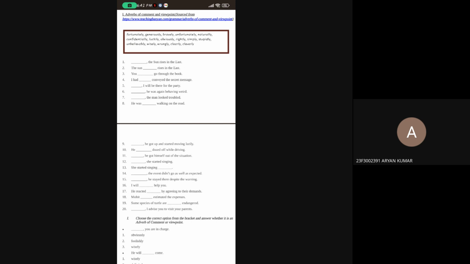Actually, if you're using confidentially, you don't even have to mention secret. You can simply say, "I also had confidentially conveyed the message." That is enough. But I think they just wanted to give you a clue on what goes there. Sometimes people overdo it to help. That's the problem. Fifth one, dash, I will be there for the party.